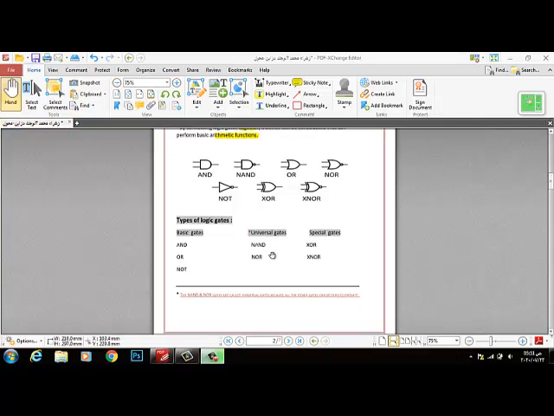The NAND and NOR gates are called universal gates. Why are they called that? Because by using NAND and NOR we can implement all other gates. So in total we have 7 gates. Now we will see the truth table, logic symbol and the functionality of every gate.